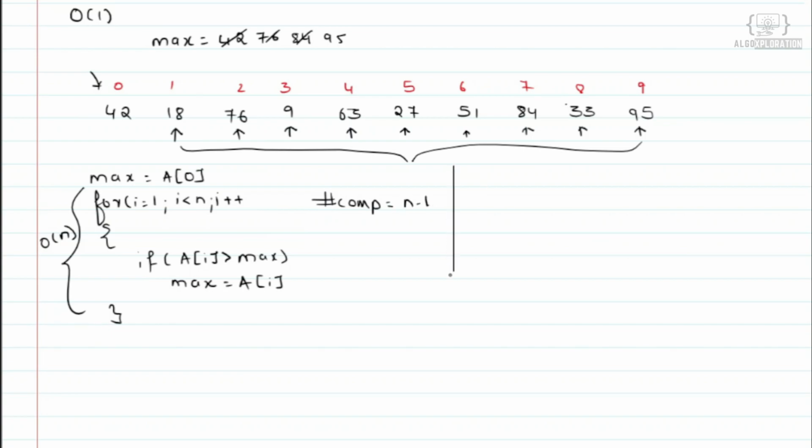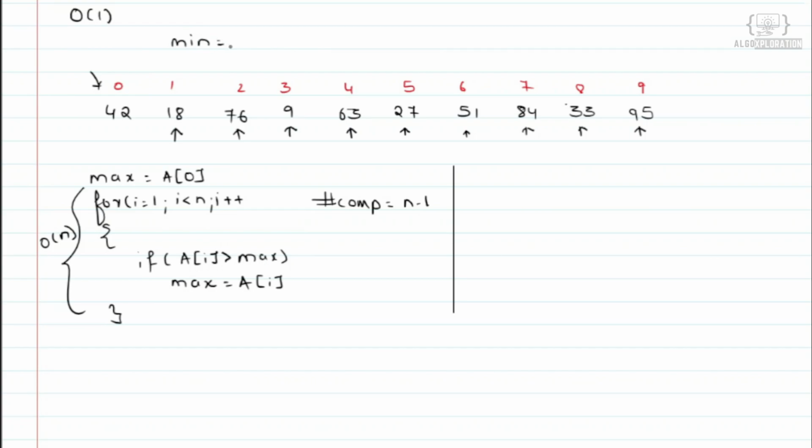Similarly, for finding the minimum element, we follow the same strategy. The min is the first element, that is 42. Now we compare with the second element, that is 18. If it is smaller, then we update it. Then we compare with the next element, that is 76, not smaller, then increment it. Yes, it is smaller, and update it. Not smaller, not smaller, not smaller, not smaller, not smaller, not smaller.